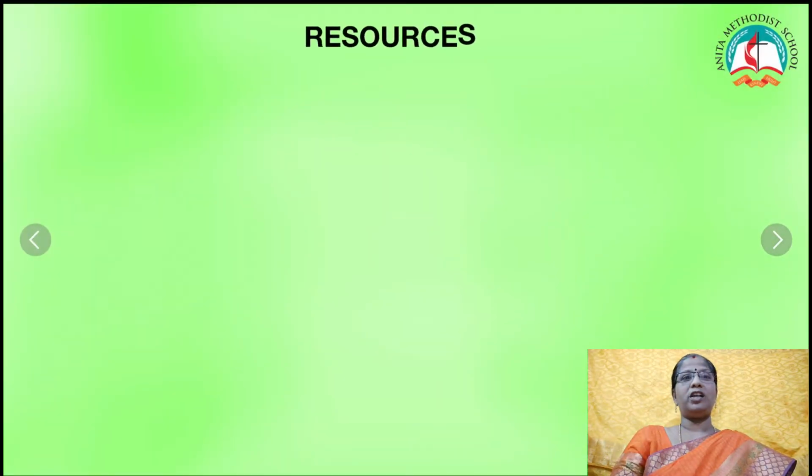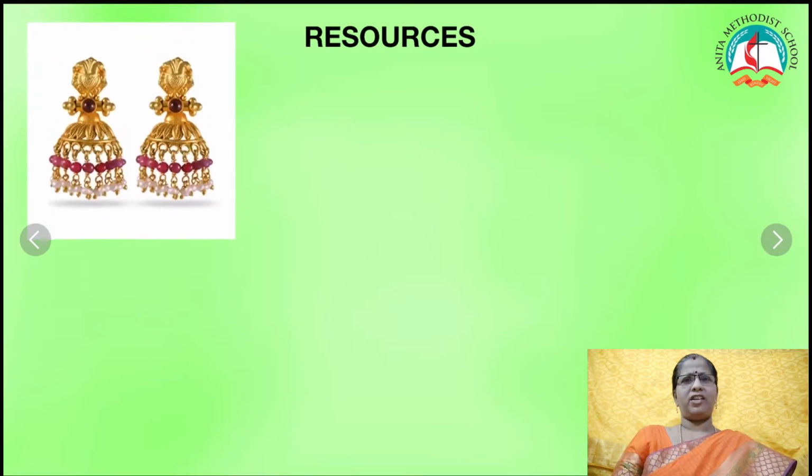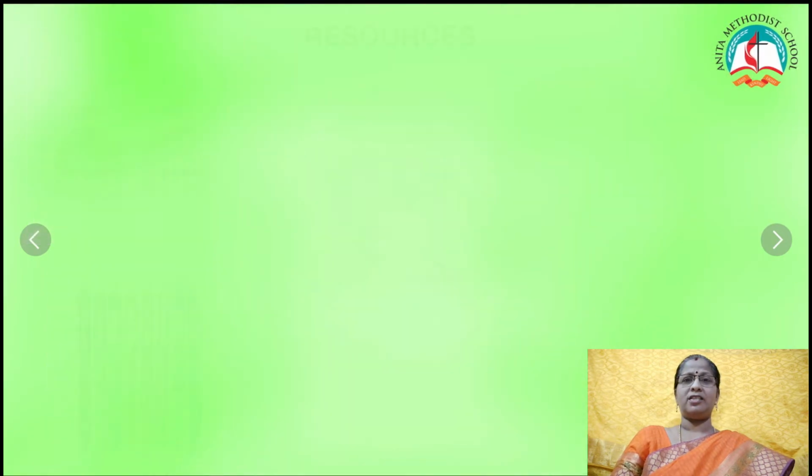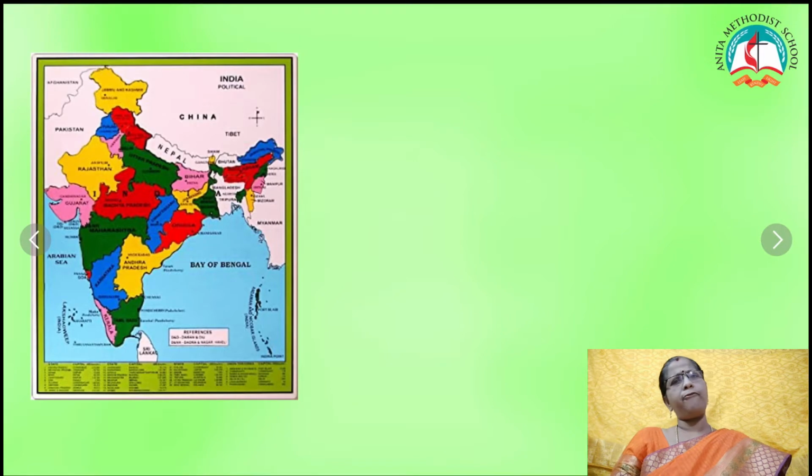So let's move on into today's class, and we are going to learn about the various resources. Children, the metal ring, the earrings, and the plastic pen. What are these objects made of? They would have been made of the material called gold or silver. And the pen has been made from plastic, and this plastic is formed when the mineral oil is extracted from the earth and refined. Are minerals found in every continent and in every country? Yes, minerals are found in every continent, but not in every country.